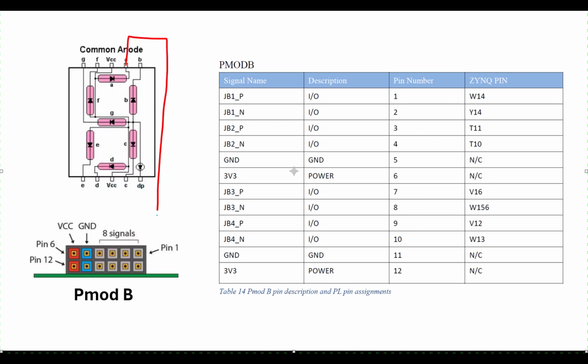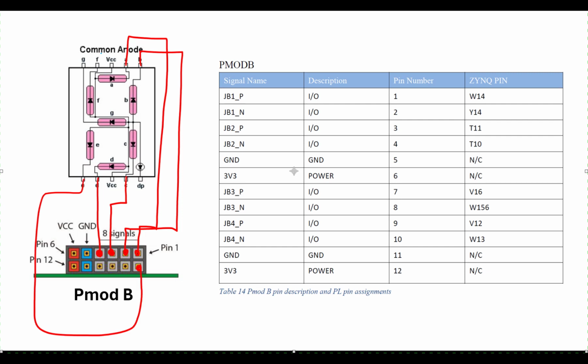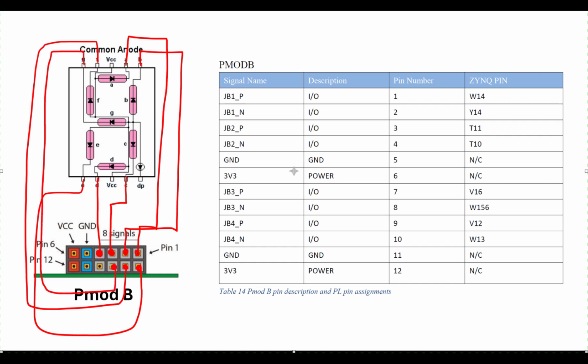So I decided that I'm going to connect A over here, I will connect B over here, then C to this pin, D to this pin, E will go to this pin, F to this, and G to this. Okay, so this is on the pink board and this is mounted on my breadboard. So these are the connections I need to make, and because this is common anode, it goes without saying that this VCC will also go to say pin number 6.